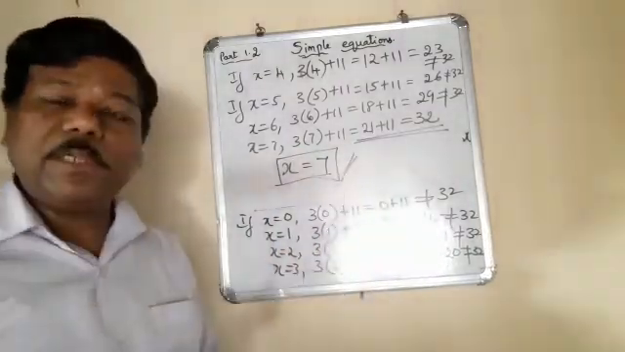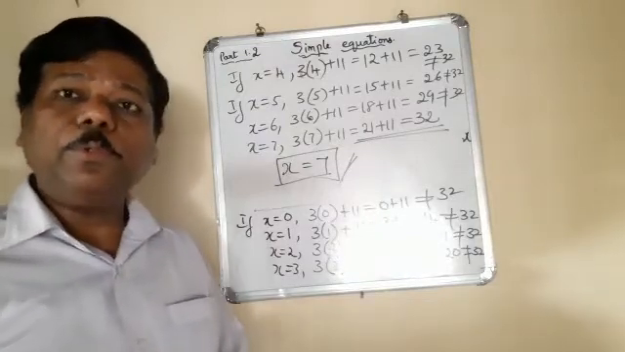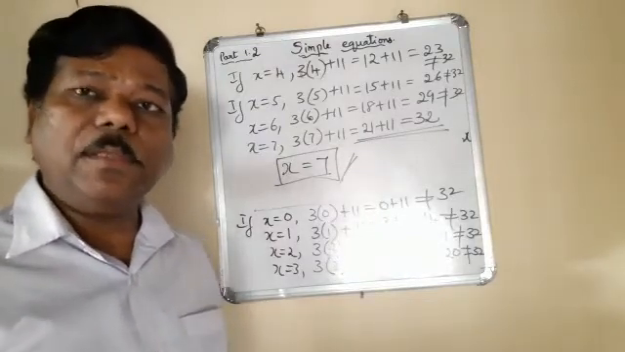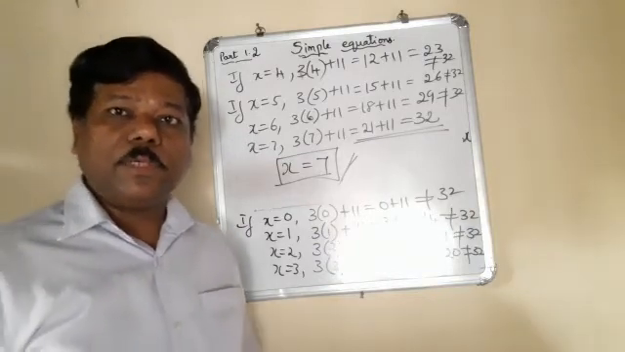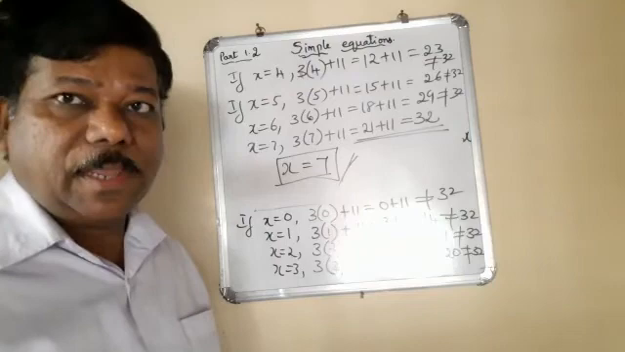Now in this method, that is the trial and error method, we have to do a lot of calculations to arrive at the solution, right? So this is what is called the trial and error method of solving an equation.